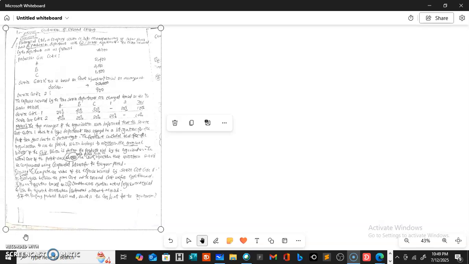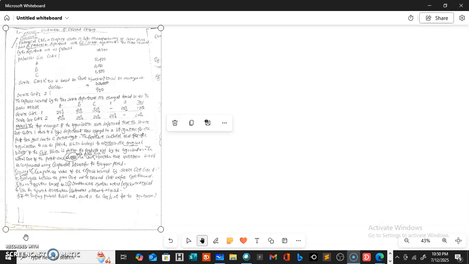Service cost center 1: A shares 20%, B shares 40%, C shares 30%, and service cost center 2 also shares 10% of service cost center 1. For service cost center 2: A will share 40%, 20% will go to B, and C will share 20% of the total cost. Likewise, service cost center 1 will also share 20% of the cost incurred by service cost center 2.